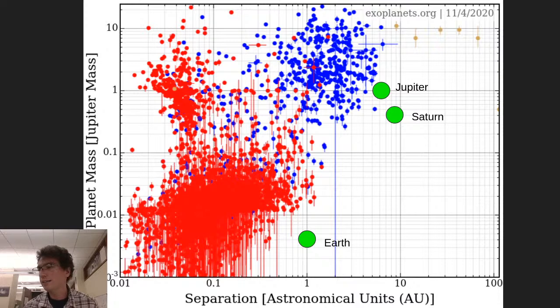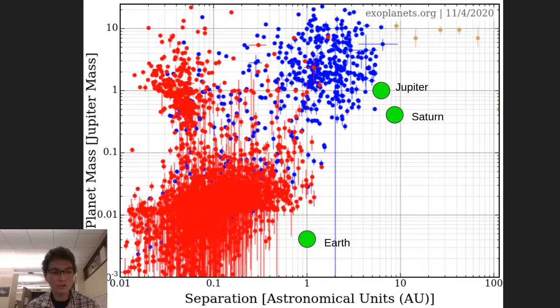Some of that is just an issue with our detection techniques. We're not very good at detecting planets like the Earth yet. It's just too small and too far away, and so we're going to need to wait for the next generation of telescopes before we can really find planets that are just like the Earth.